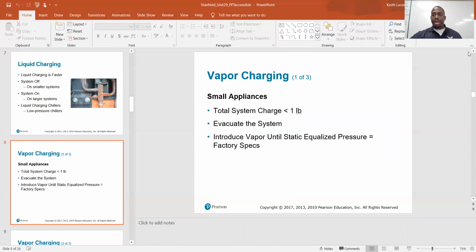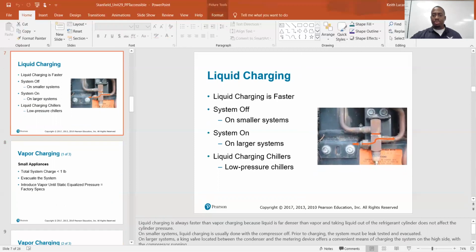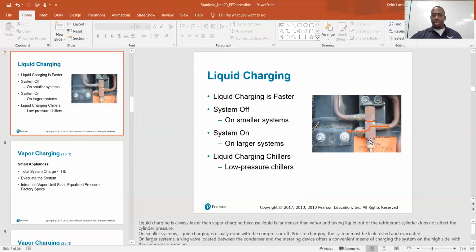Let me just go back really quick. This is your king valve. Oh, didn't mean to move it. This is your king valve right here. You've seen smaller versions of that in class on the smaller training units, the little refrigeration units that we'll get a chance to work on when everybody comes back. But yeah, that's what a king valve looks like.